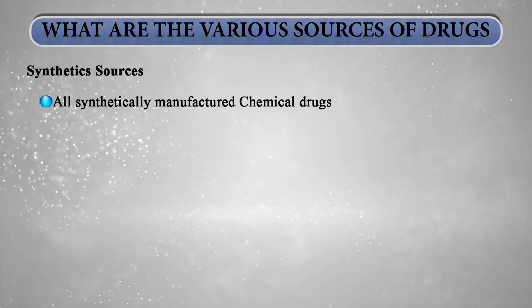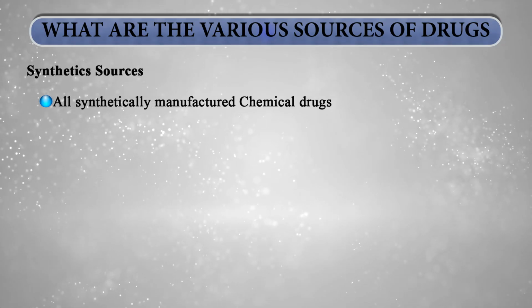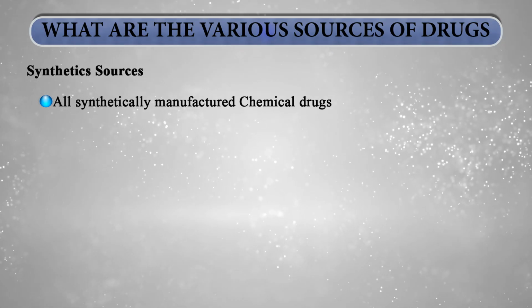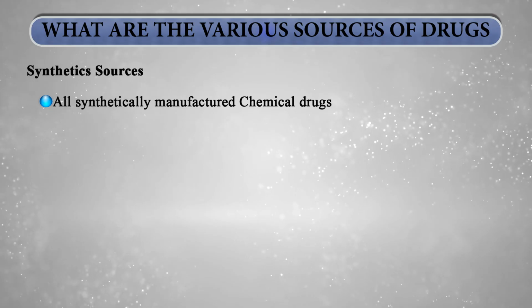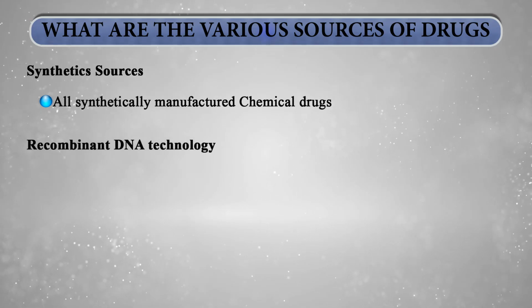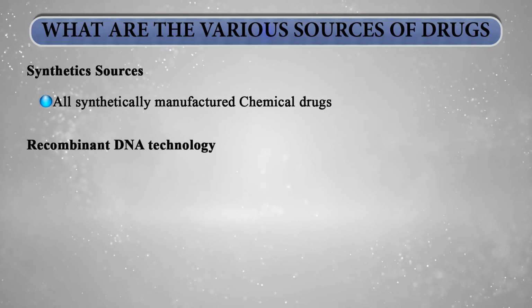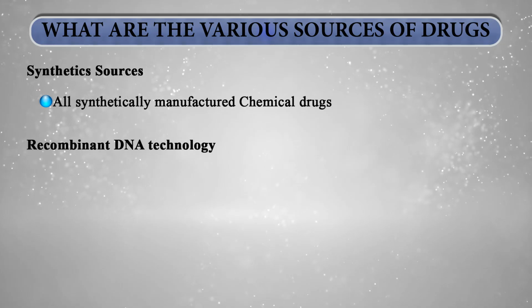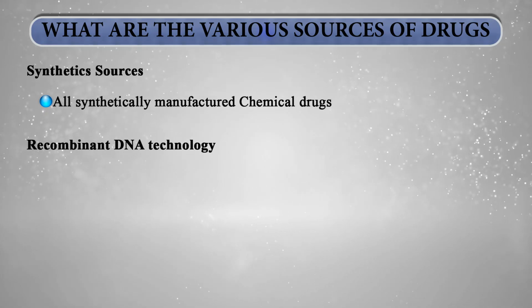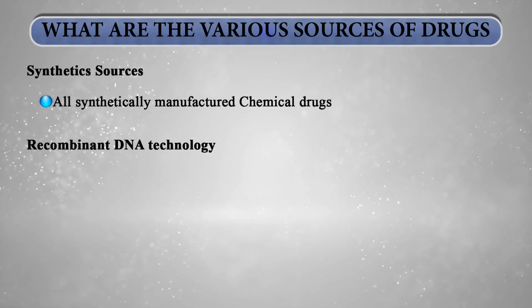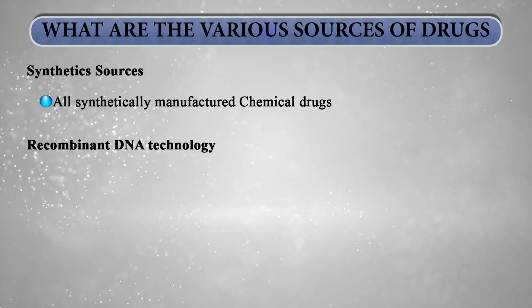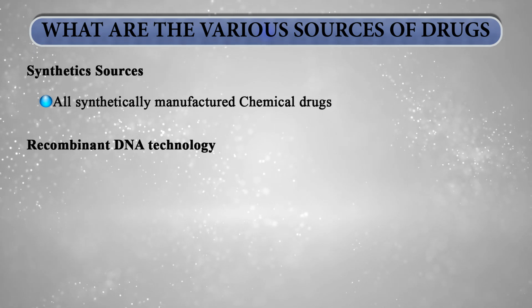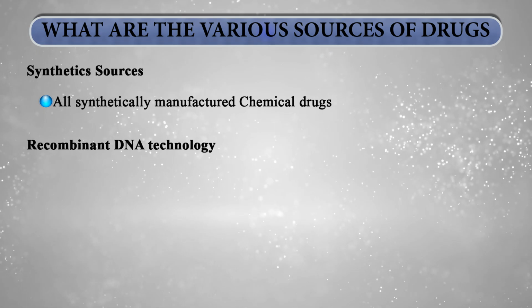Now the second last source is synthetically manufactured drugs, which are manufactured with the help of chemicals in the laboratories. And lastly, recombinant DNA technology, as I said, is a technology which yields or manufactures medicines or drugs on a large scale. So both synthetic and recombinant DNA technology help in manufacture of drugs on a large scale.